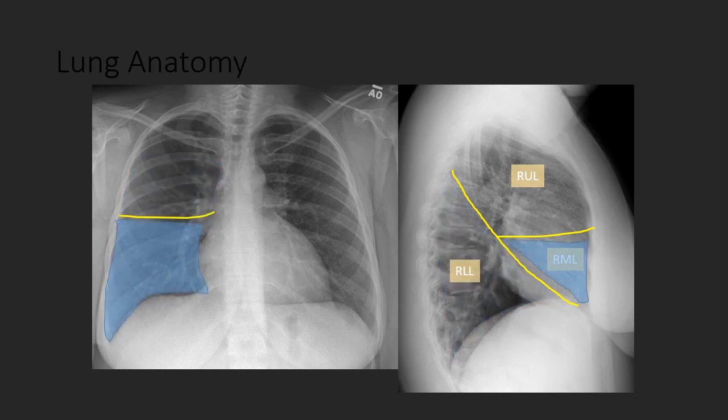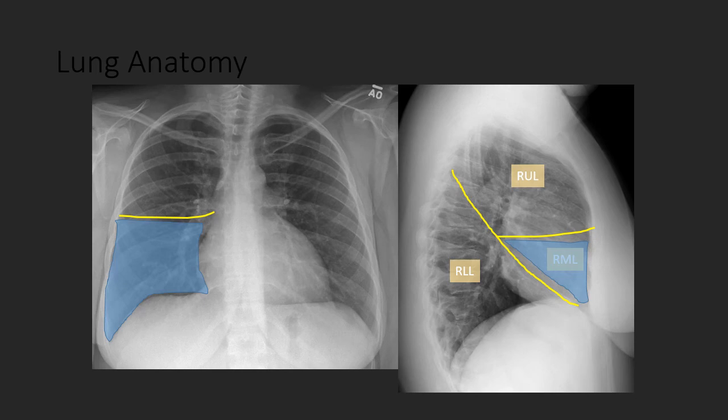The right middle lobe, on the other hand, is going to be confined by the minor fissure. So it's always going to be below the minor fissure. And it does look like it touches the diaphragm on the frontal view, but if you look at it on the lateral view, it doesn't really contact the diaphragm. It just projects near the diaphragm on the frontal view.